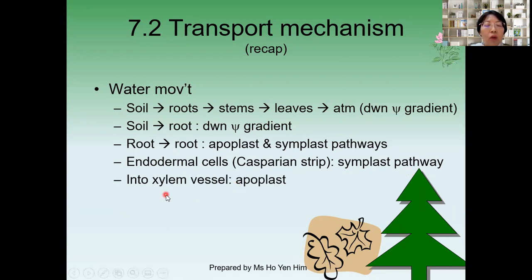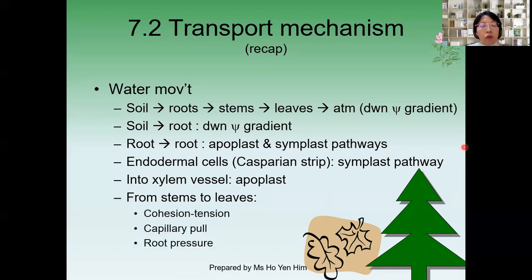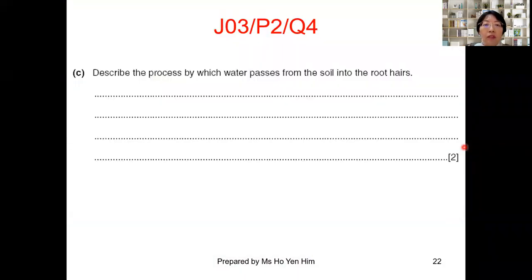And then after that, the water will continue to move from cell to cell and then go into the xylem vessel by apoplast. It means when it enters the xylem vessel, it is by apoplast, okay? But when it moves from cell to cell, before the xylem vessel, it can be symplast or apoplast. So after the endodermal cell, continue with symplast and apoplast, okay? From stem to leaf, three ways for water to travel up: cohesion tension, capillary pull, and root pressure. So this is a summary of what we have covered so far, okay? So we will proceed to do some past questions.